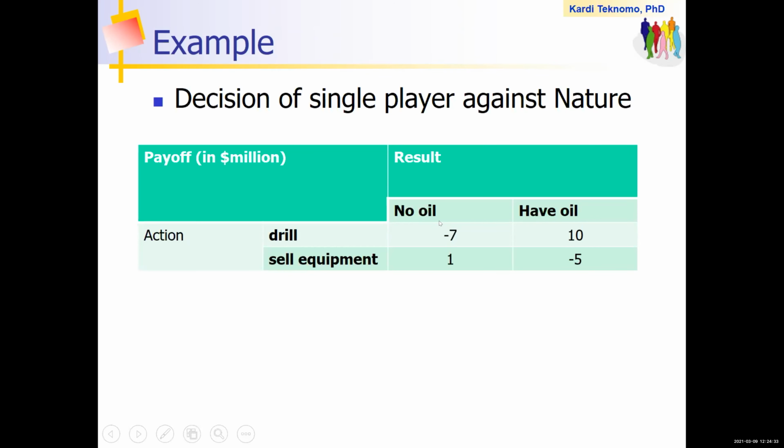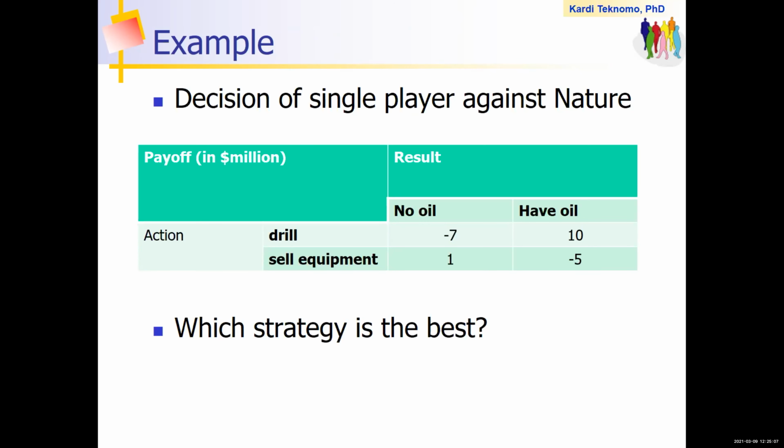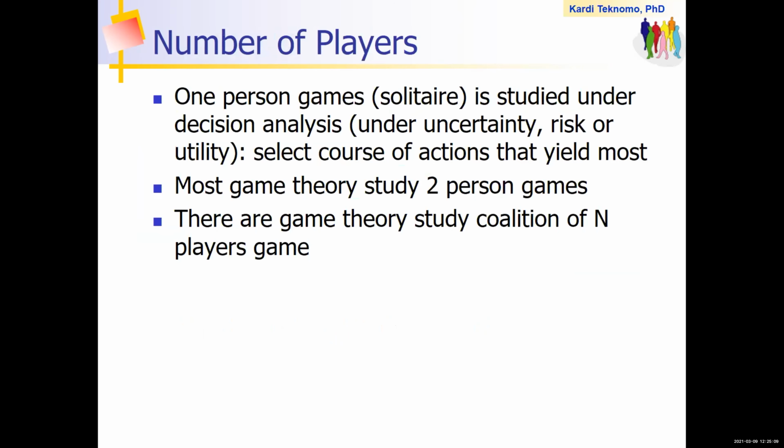If you drill and you have no oil, you will lose $7 million. If you drill and you have oil, you will earn $10 million. If you sell your equipment and it has no oil, you will earn $1 million. But if you sell the equipment and it has oil, you lose an opportunity of $5 million. You got it? So this is exactly the same as decision under uncertainty or under risk or under utility, isn't it? So the question is, which strategy is the best?